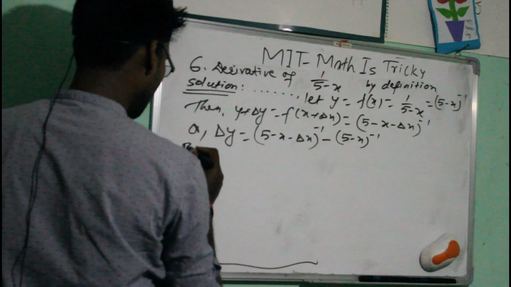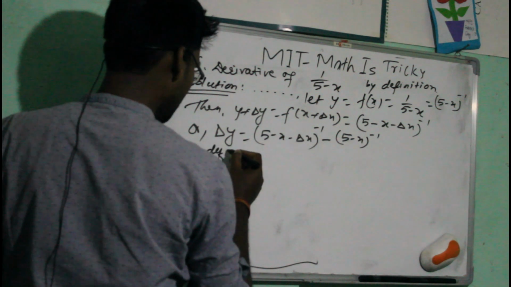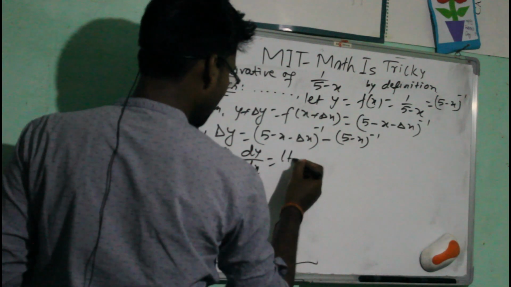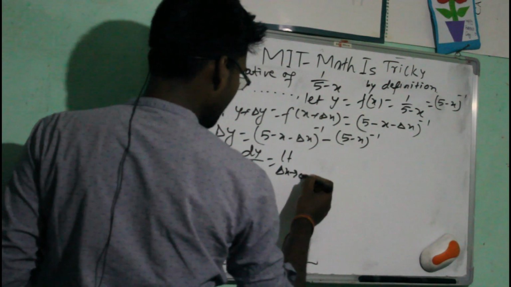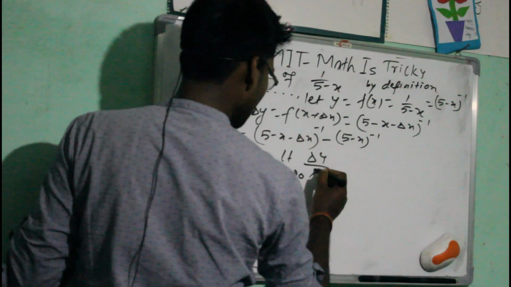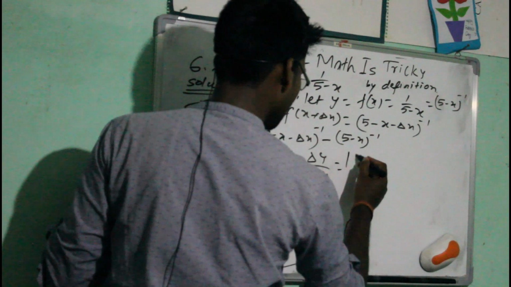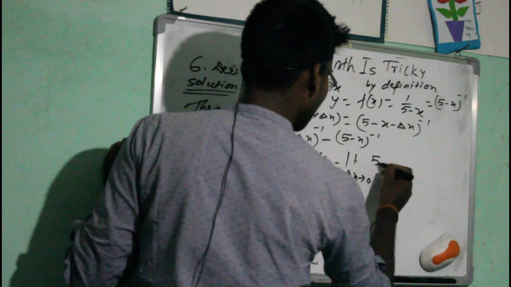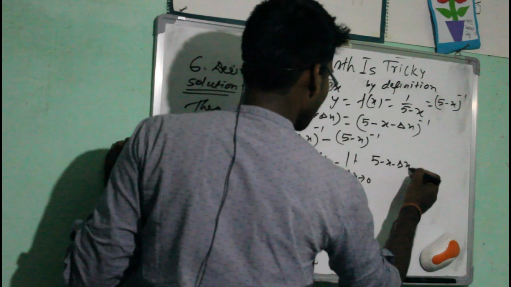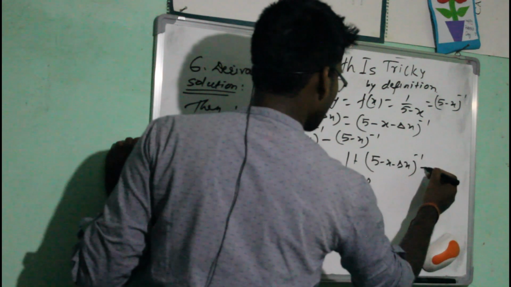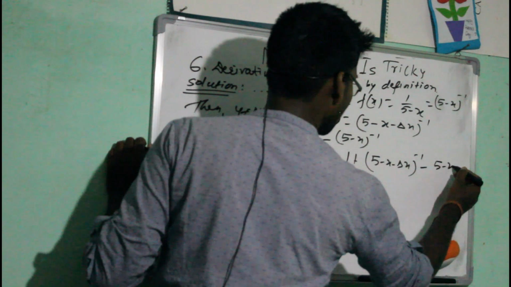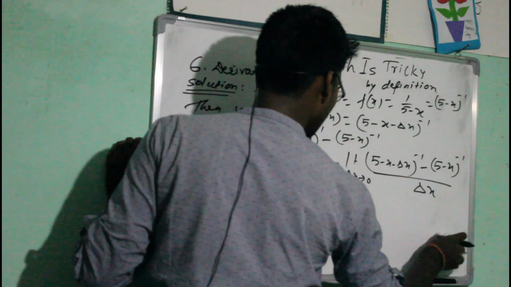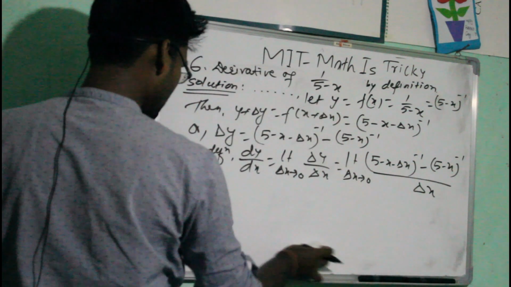So by definition we can write here, dy by dx equals the limit as delta x tends to 0 of delta y by delta x. So it gives the limit as delta x tends to 0 of (5 minus x minus delta x) to the power minus 1 minus (5 minus x) to the power minus 1, divided by delta x. Now we'll manage the denominator so that we can use the formula.